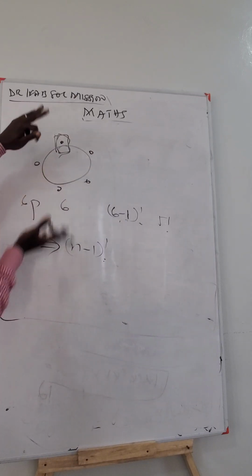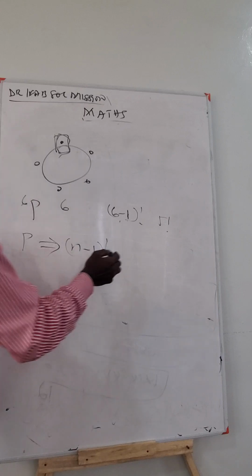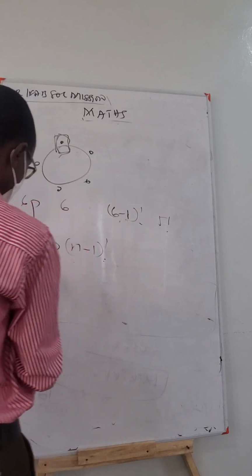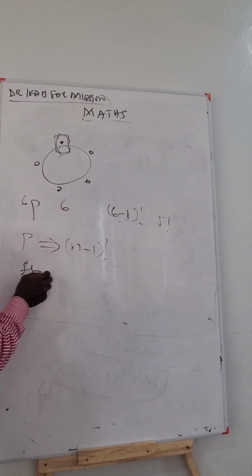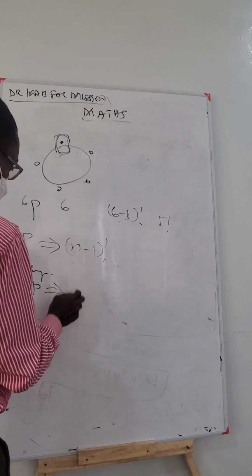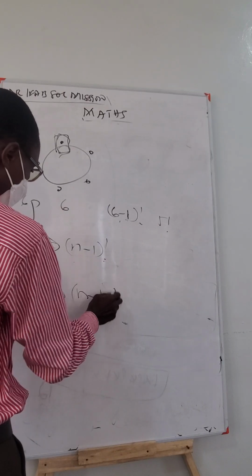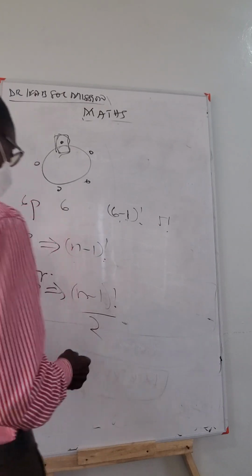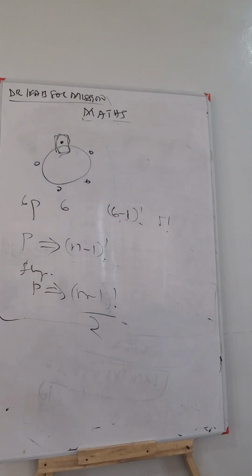Now, assuming that the table can be flipped, if it can be flipped over, then you need to divide. The permutation will become n minus 1 factorial divided by 2. So you need to divide it by 2. It's important you keep this one too. That's arrangement around a table, and this ends the discussion for permutation and combination.